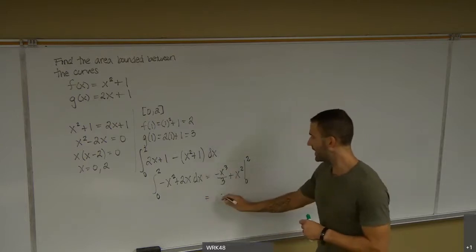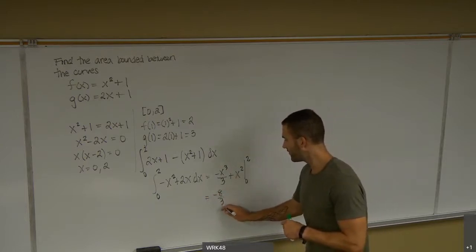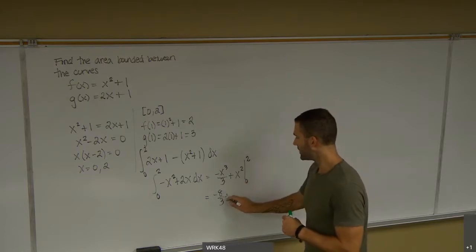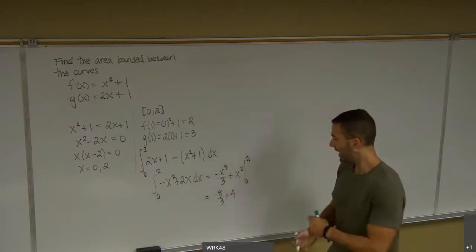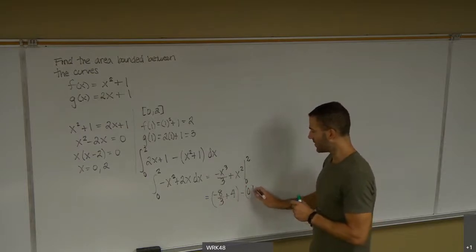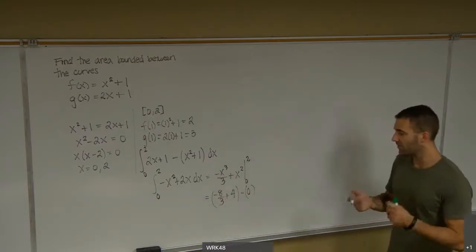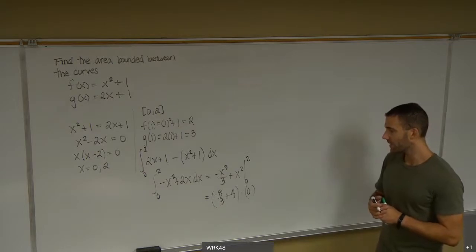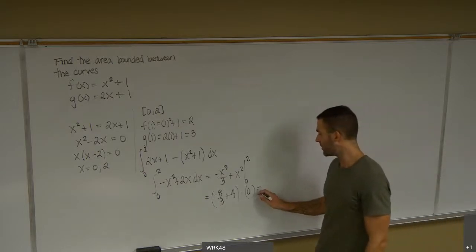When I plug in 2, I get negative 8/3, plus 4. And plugging in 0 in this case is going to give me 0. Right? Always be careful. Don't always assume it gives you 0, but again, here it does. And so my answer is negative 8/3 plus 4.